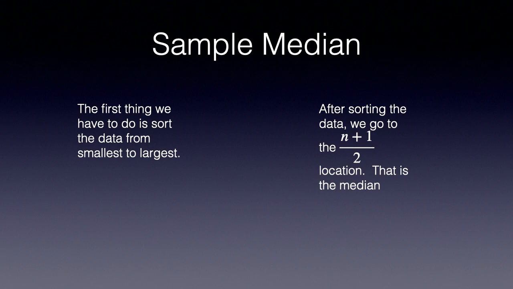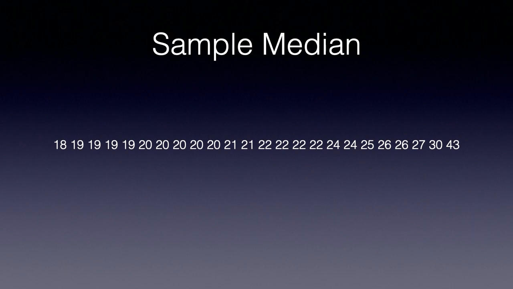So we take the number of data that we have, that's what this n represents, the sample size, add 1, and divide that by 2. So let's take a look at a quick example. So here we can easily see that I have this data set, and there are 24 pieces of data if you were to count them out. So if we take 24 plus 1, we get 25, and now we divide that by 2, and that gives us 12.5.